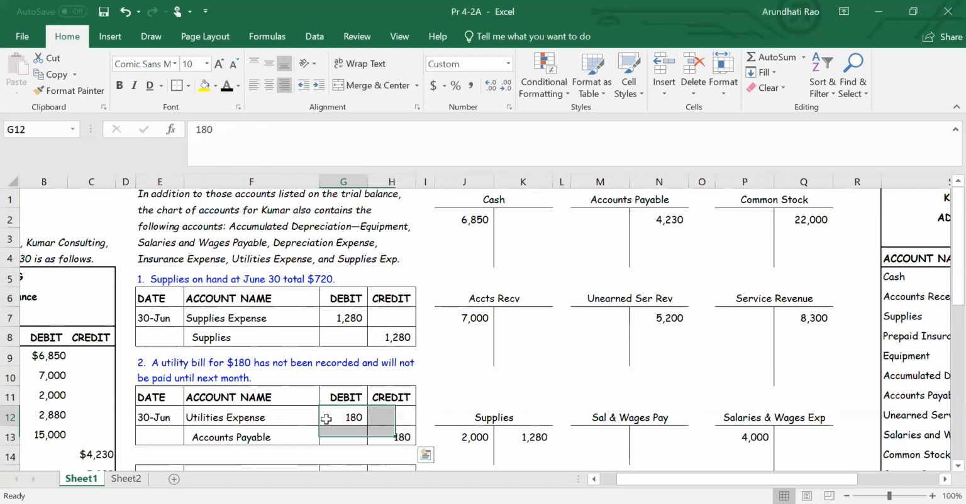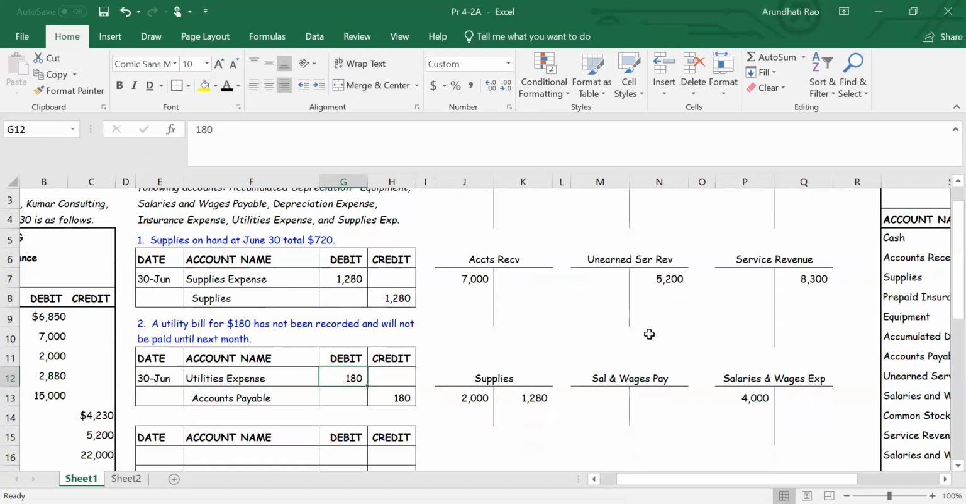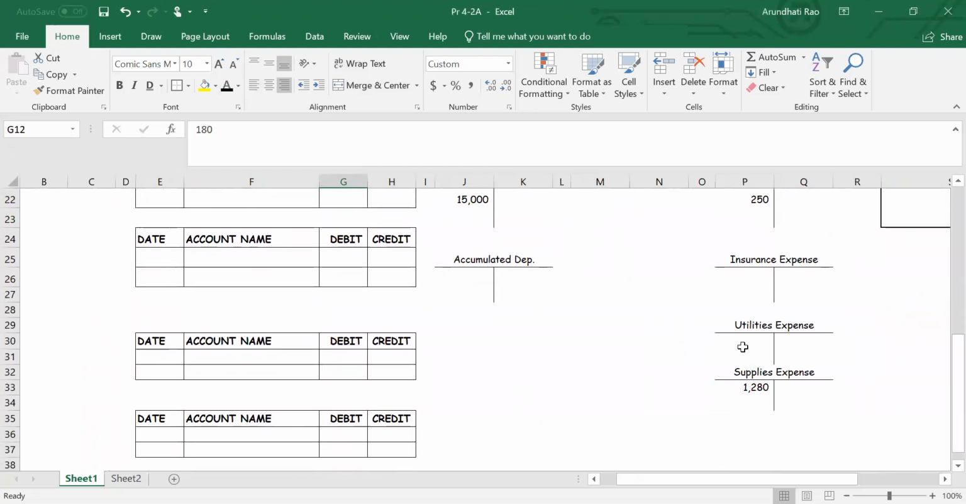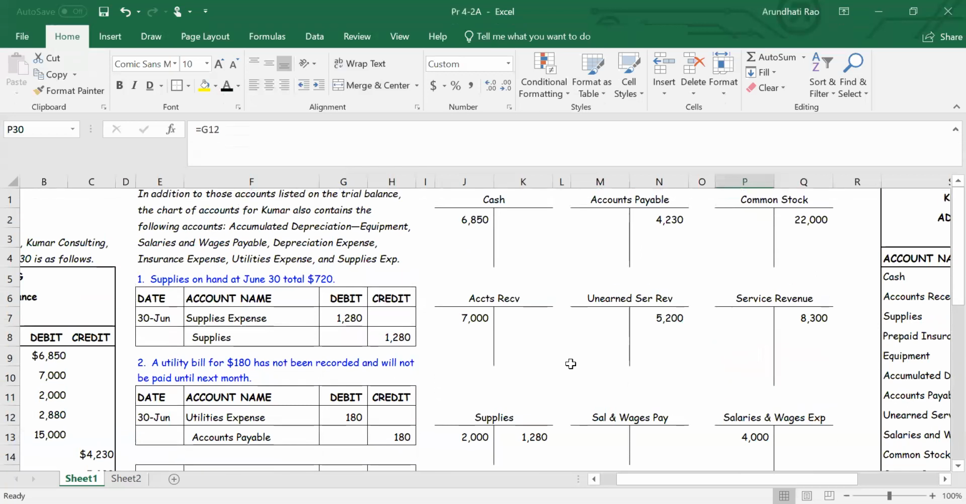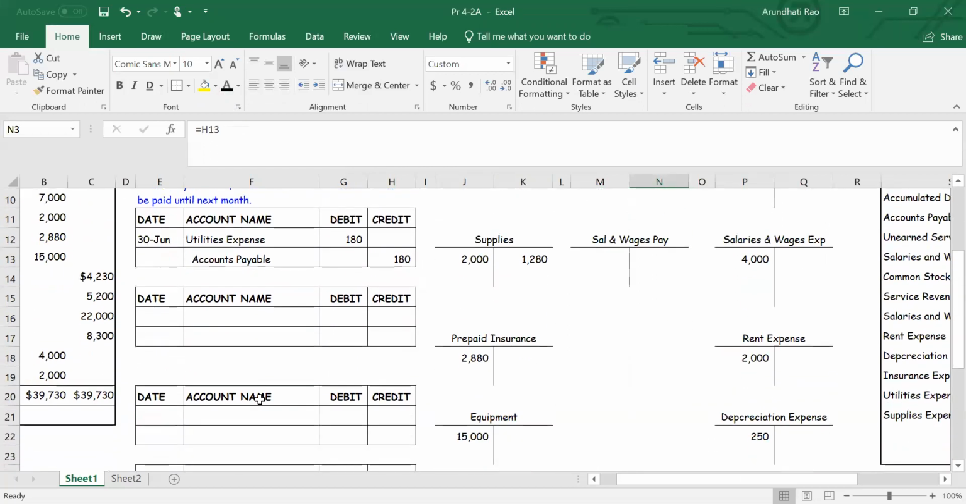Again, what would I do? Utilities expense debit. So I go down over here, and on the debit side, I'll write the 180. And accounts payable credit, 180. On the credit side, I'll put 180. So let's go to the next piece of information.